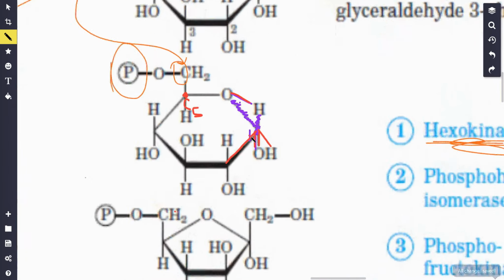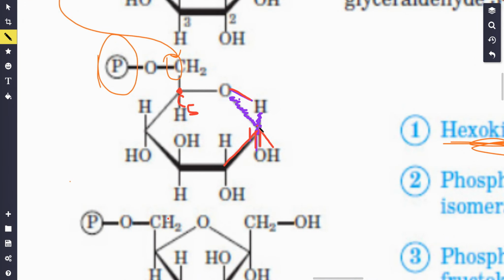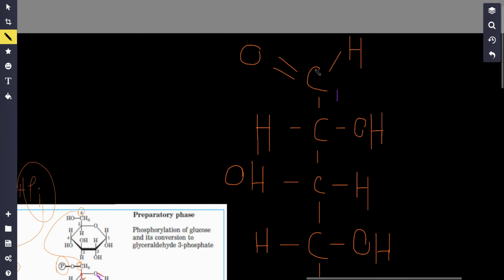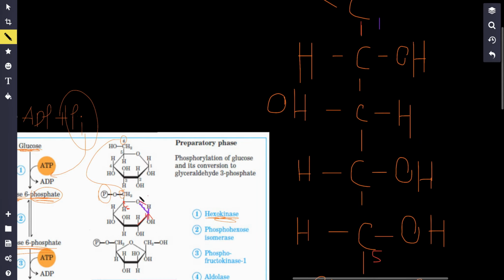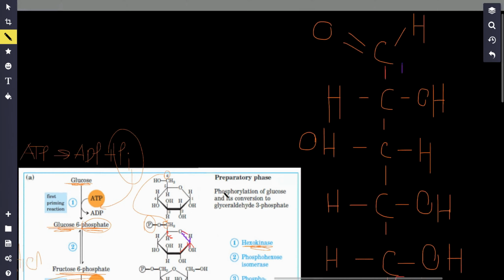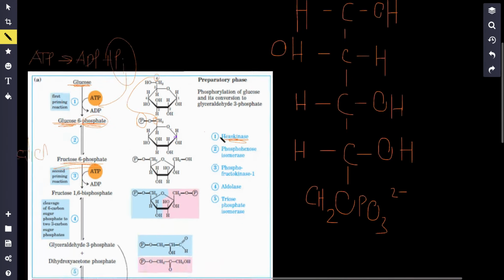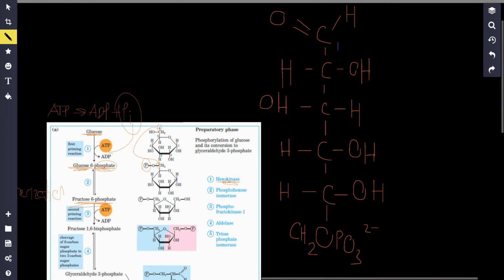And now notice how carbon number 1 has a double bond to the oxygen, a single bond to the hydrogen, and also a bond to the next carbon. So that is essentially what happens when glucose opens up. The structure, the bonds, change a little bit. Now, how does this turn into fructose? Fructose 6-phosphate.